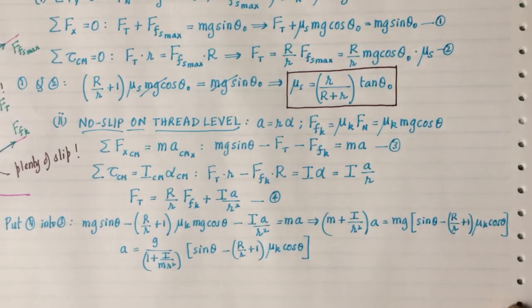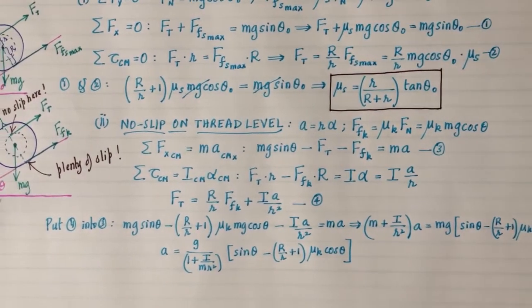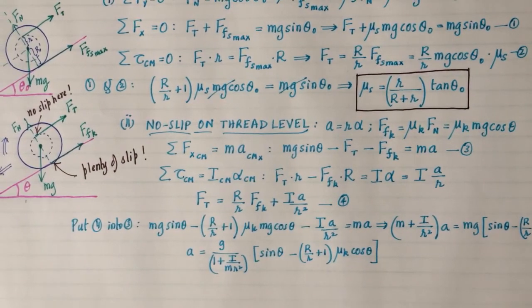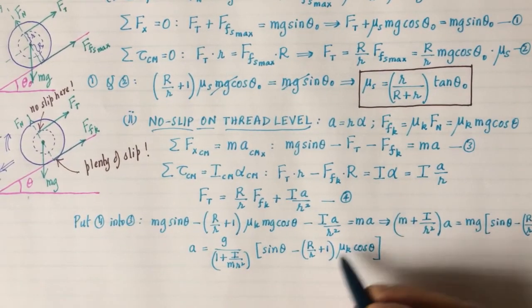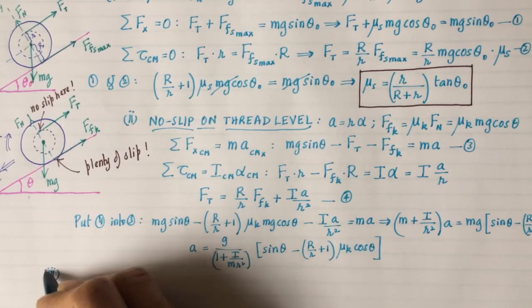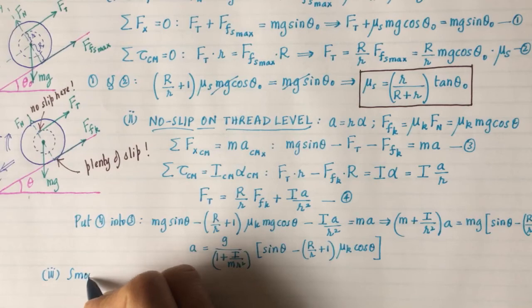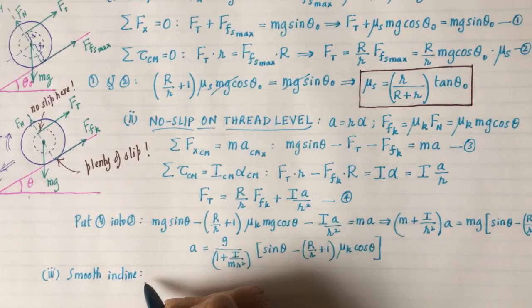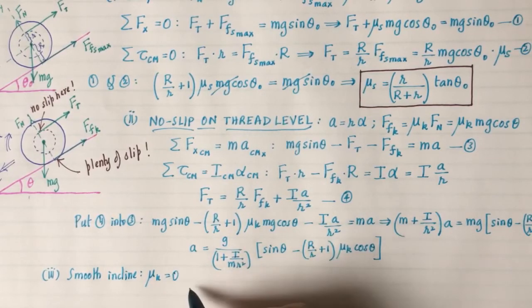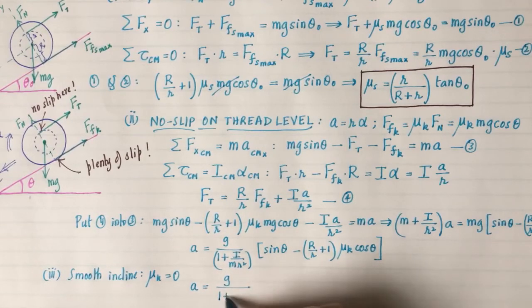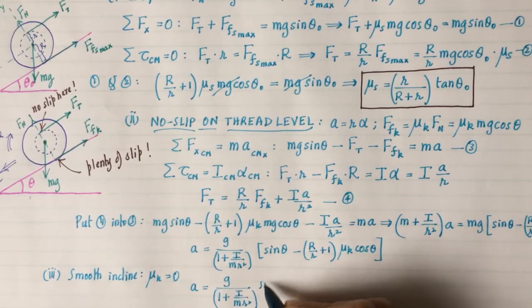The third part of the question is the other limit. What if the floor or the incline suddenly became smooth? What then? What if mu k is 0? If mu k were 0, this term disappears. And so the smooth incline limit gives me mu k equals 0. So the acceleration is simply g over 1 plus I over mr squared times sine theta.